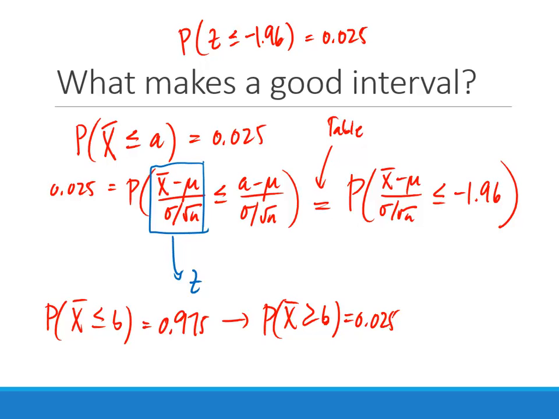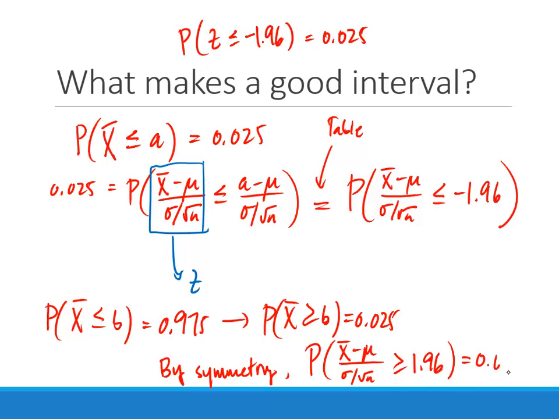Okay, and a similar argument as what I did on the line above that, I can figure that out. Because this distribution is symmetric, by symmetry, if I standardize this thing, x bar minus mu over sigma over the square root of n greater than 1.96 will give me that probability. And this is because the probability that a z is bigger than 1.96 equals 0.025.